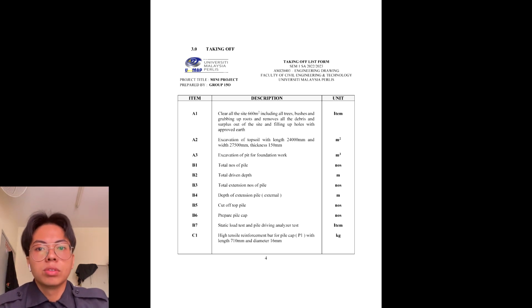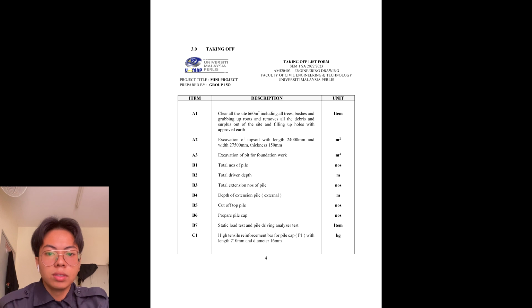Now we'll be moving on into piling work. So for B1, we have total number of piles in the unit of number, which stands for non-specified standard. And then we have B2, total driven depth in the unit of meter. And B3, total extension number of piles in the unit of number. B4, depth of extension pile external in the unit of meter. B5, cut off top of pile in the unit of number. B6, prepare pile cap in the unit of number. B7, static load test and pile driving analyzer test in the unit of item.